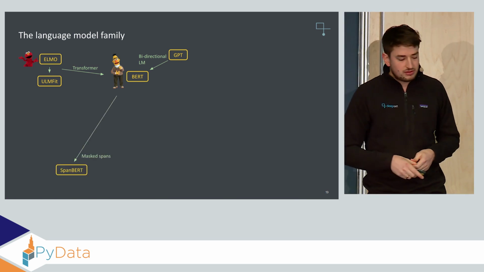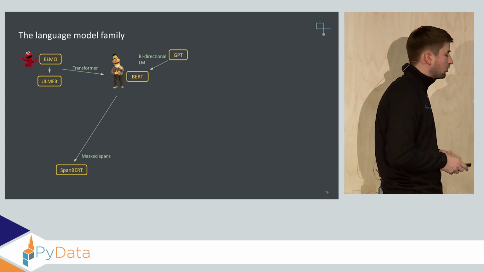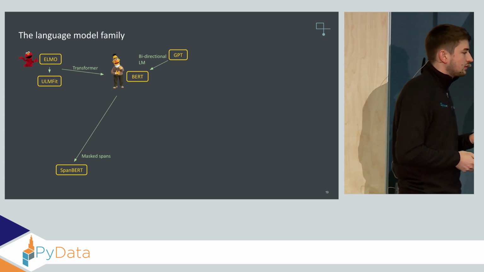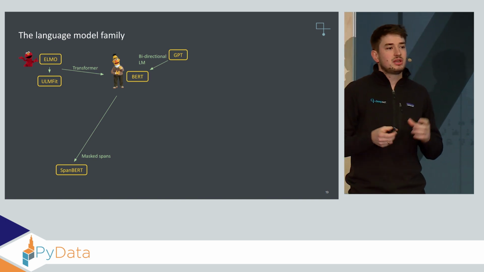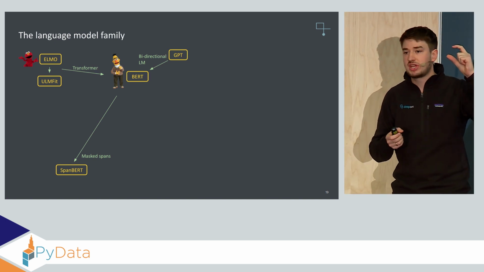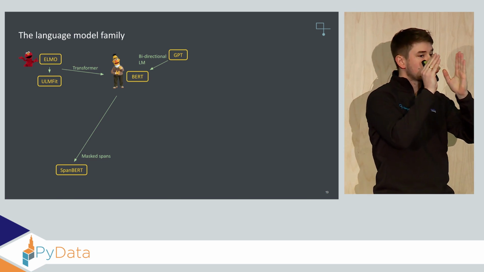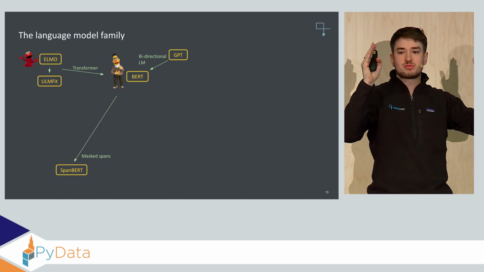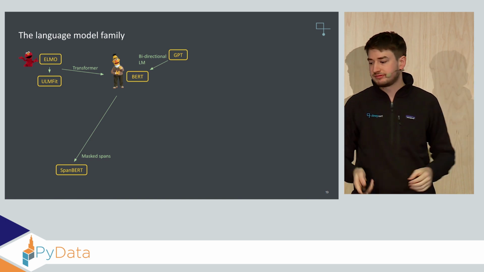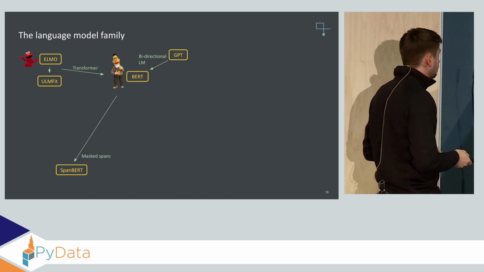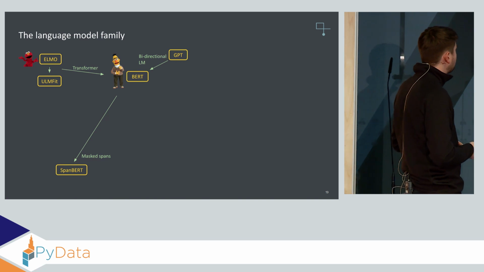There was a while ago a model called SpanBERT. And what the authors did there is change the objective of the language model from only masking single tokens to masking full spans, so multiple tokens. And that was quite an interesting idea. They had some improved performance that they got out of it.